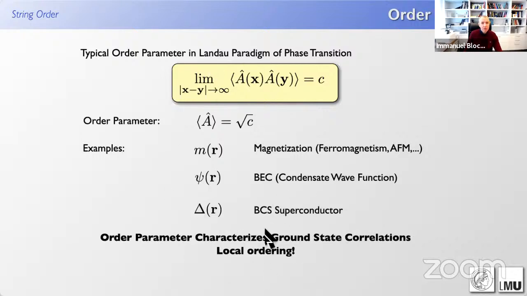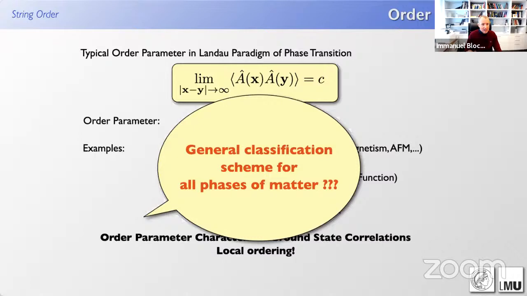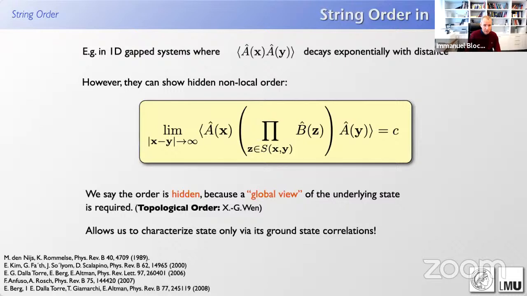These are all examples of so-called local order parameters, because the local knowledge of the system allows you to predict what's going to happen anywhere else in the system. That's why we speak of these as local order parameters. Now, what people have learned in the past 20, 30 years is that there's a much more general classification scheme for phases of matter that is not based on this Landau paradigm, but which can be extended by this, for example, in one dimension by these so-called string correlators.